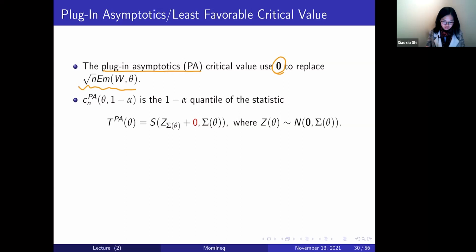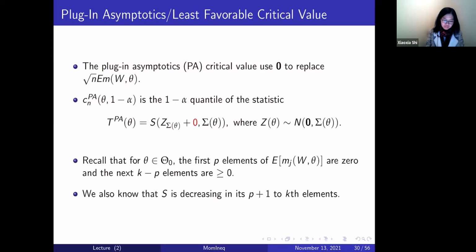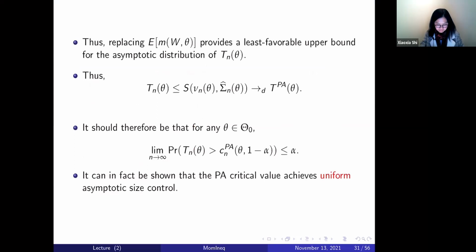You obtain an upper bound for the null distribution of the test statistic, or for the asymptotic approximation of the null distribution of the test statistic, right? And once you replace it by 0, there is nothing that cannot be estimated consistently in this S function. So you can simulate the normal random vector, you can estimate the sigma hat matrix, and then you can compute a simulated quantile and use that as the critical value. Okay? And that is the plug-in asymptotic critical value.